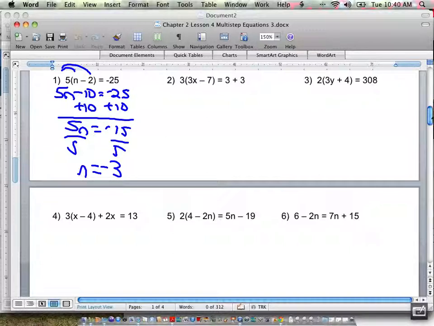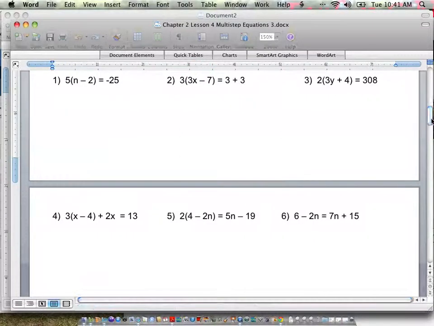5 times negative 2. Now, on the next question, again, I see that I have to distribute. So, when I distribute, what's 3 times 3x? 9x. And what's 3 times negative 7? Negative 21. But what do I have to do on the right-hand side? I got to do the same operation. I got to add them. What's 3 plus 3? 6. Okay, and then I'm sure you could do it from there. Add 21, divide by 9.